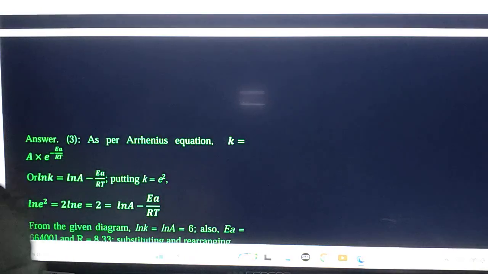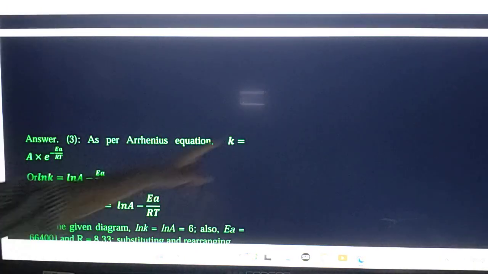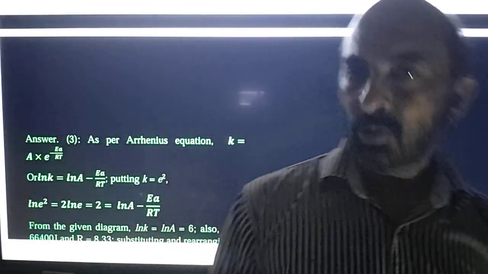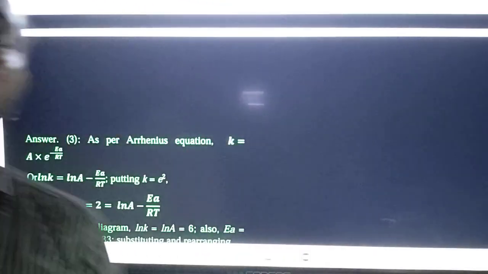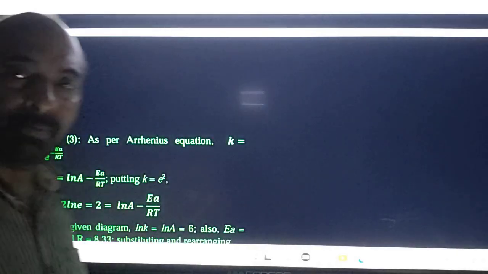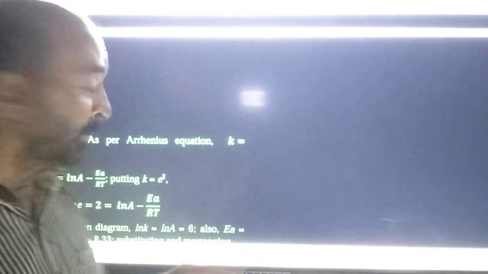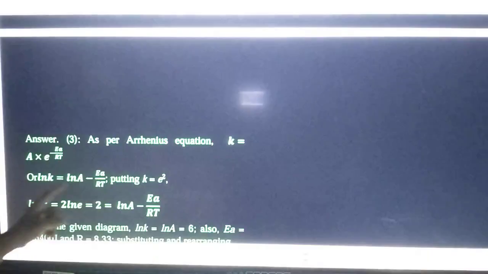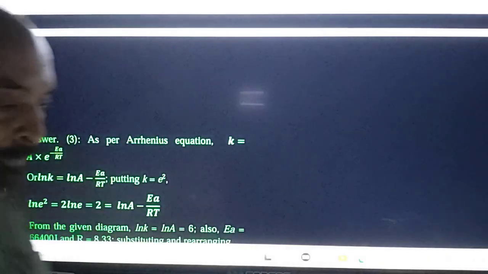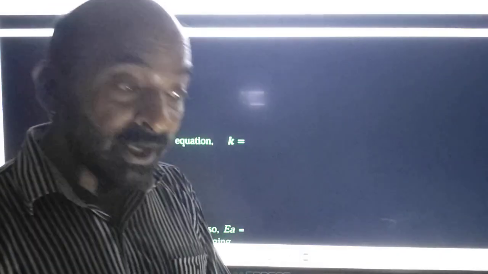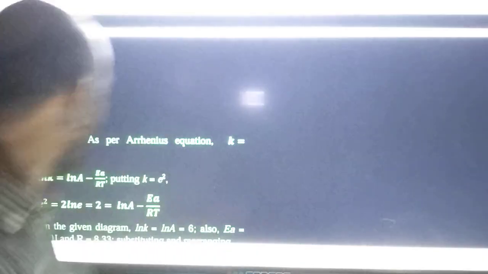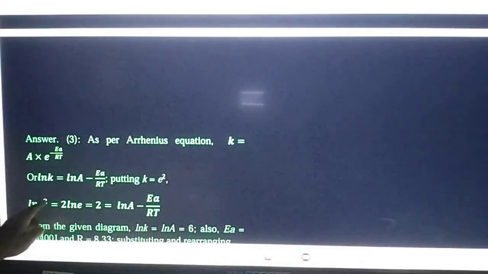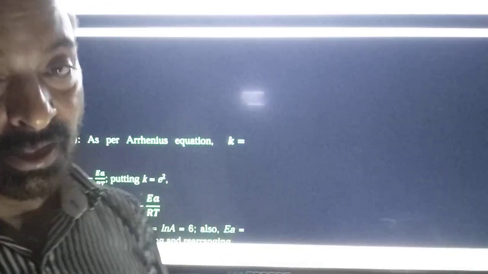See, what is the Arrhenius equation? Its exponential form: k is equal to A into e to the power of minus Ea by RT. k is equal to A, the Arrhenius parameter, into e to the power of minus Ea by RT. Isn't it? Or in natural logarithmic form, it comes as ln k is equal to ln A minus Ea by RT. But here they have provided that the k value is e square. Now substitute that. ln e square.